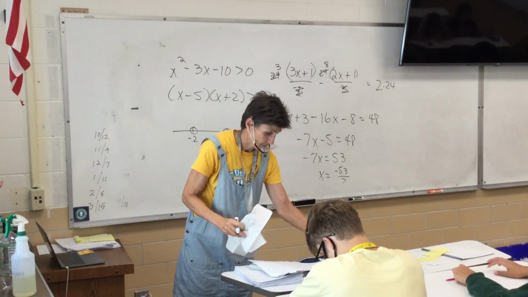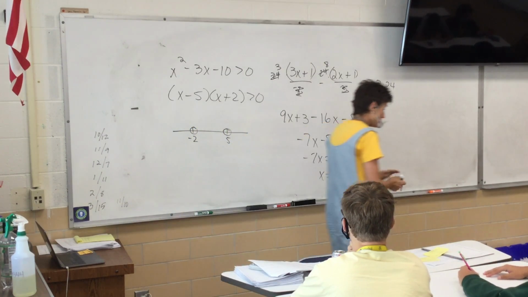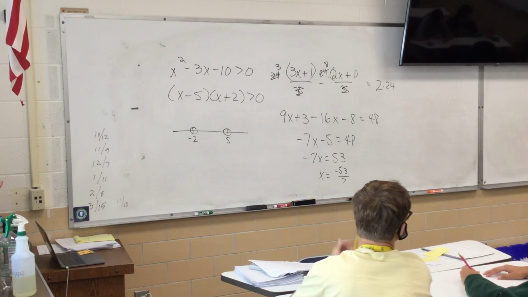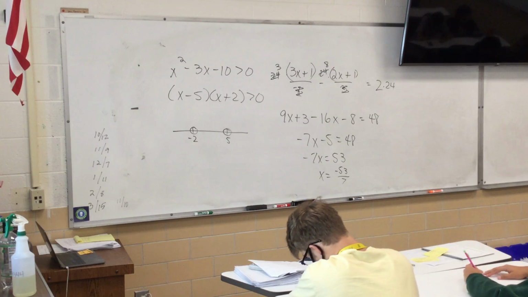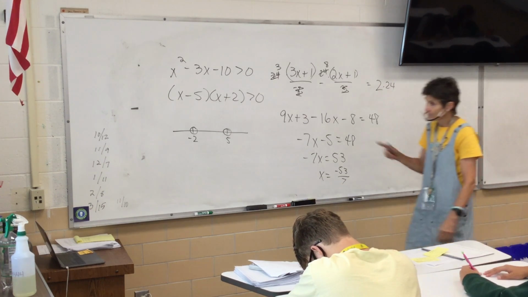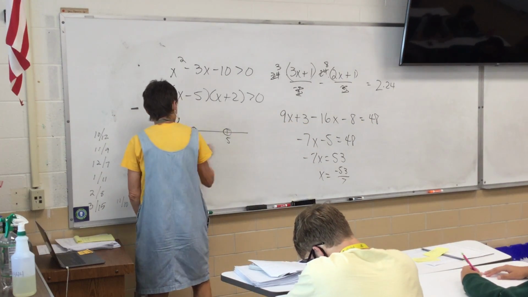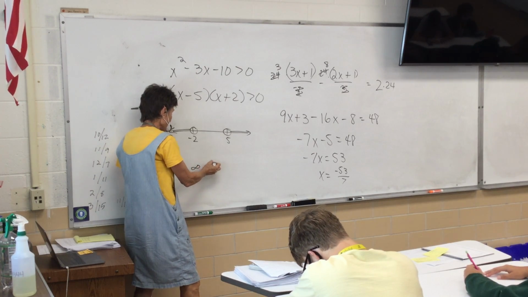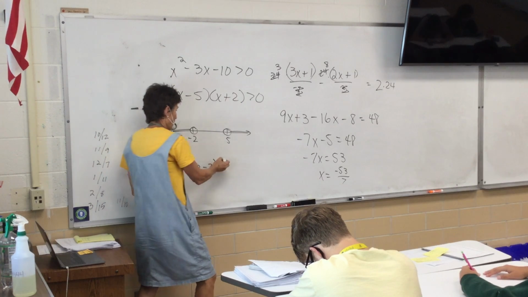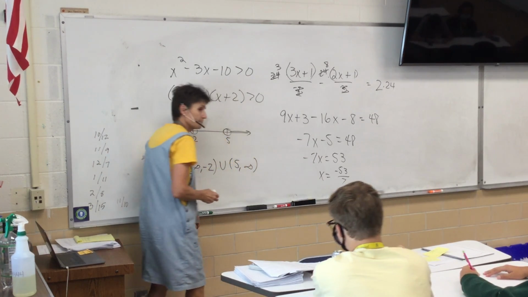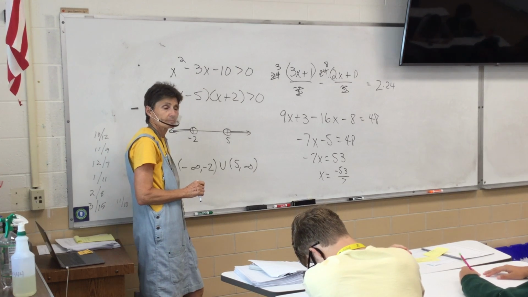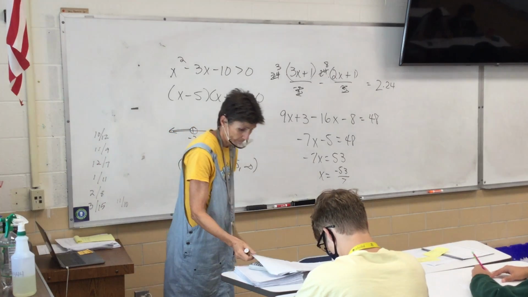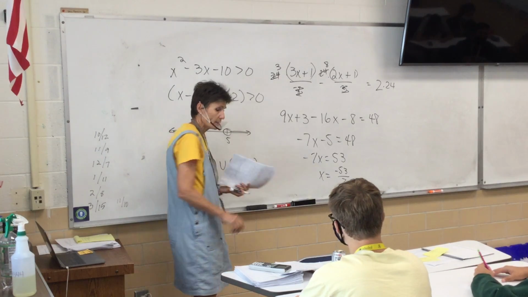Right? And 2 dots on a number line, I'm either going to shade in between them or outside of them. And since this is a greater than, I will shade my dots out. So my answer will be negative infinity, negative 2, or 5, infinity. Any question about that?